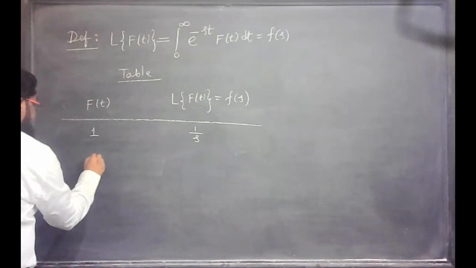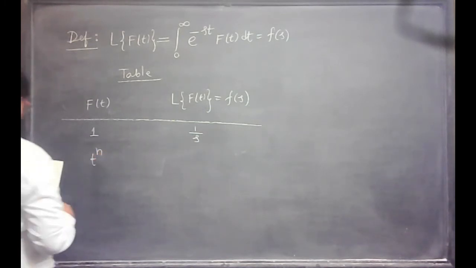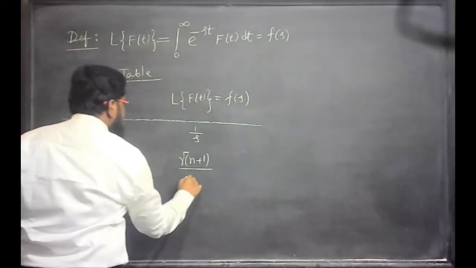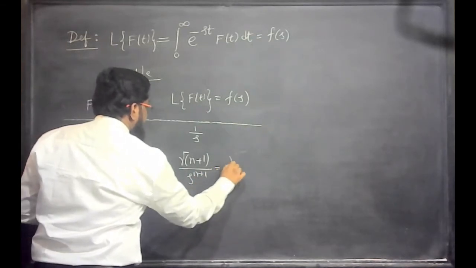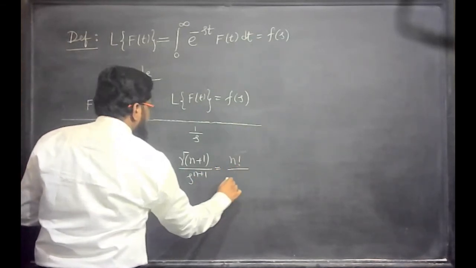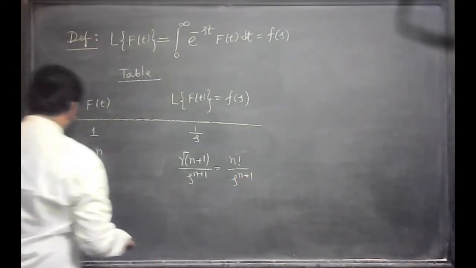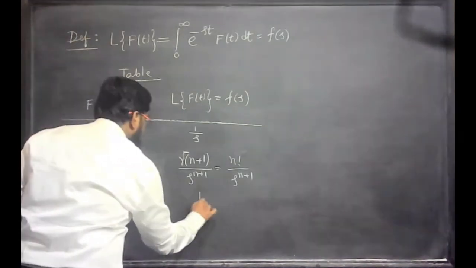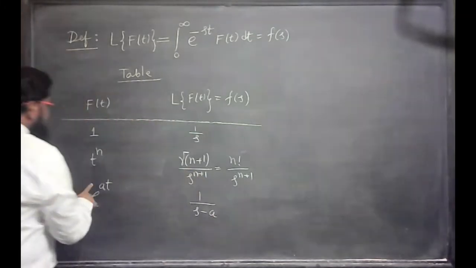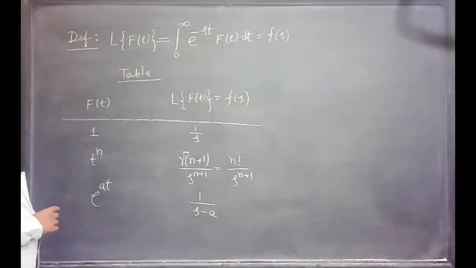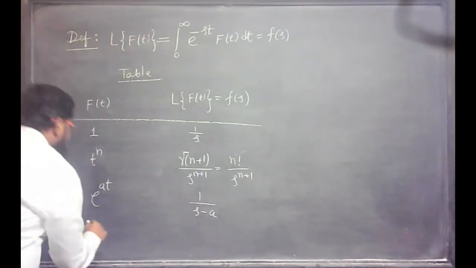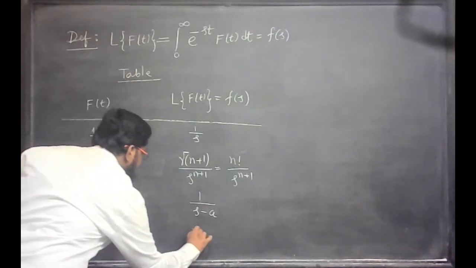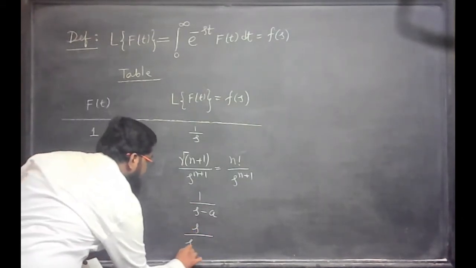What is the Laplace transformation of t power n? It is the gamma function, gamma n plus 1 divided by s power n plus 1. If n is an integer, I can write it as n factorial by s power n plus 1. Then what about the exponential e power a t? It will be 1 by s minus a. If it is e power minus a t, it will come as 1 by s plus a. Then what about cos a t? Cos of a t is s divided by s square plus a square.